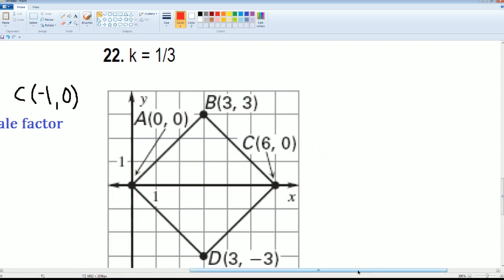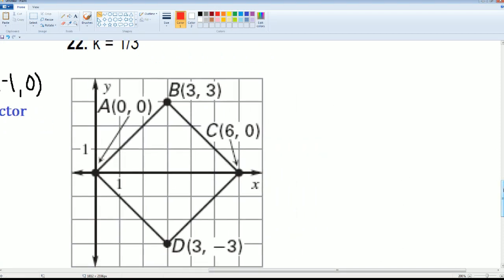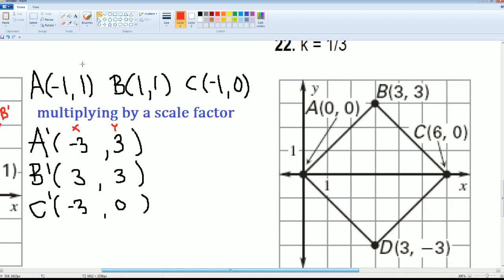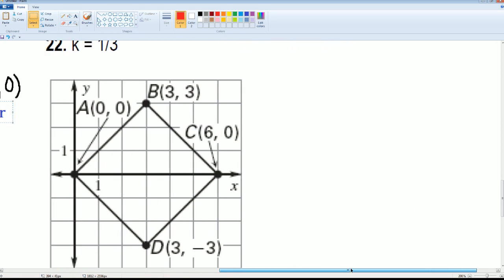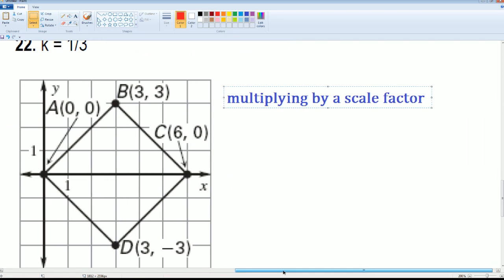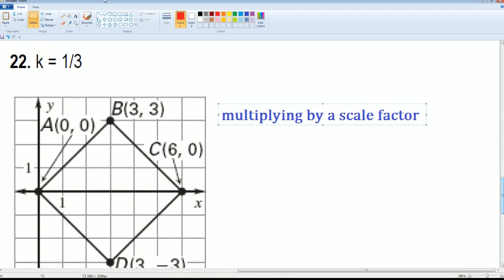Next, we have 4 points here. So again, what are we going to do here? We are going to perform a dilation. How do we perform a dilation? We are going to multiply the points by the scale factor. Okay? So let's grab the original points.